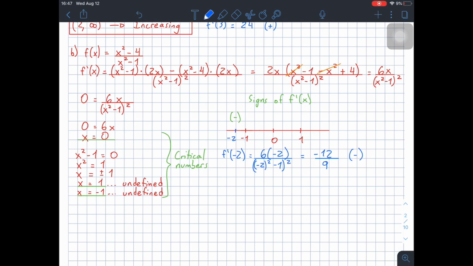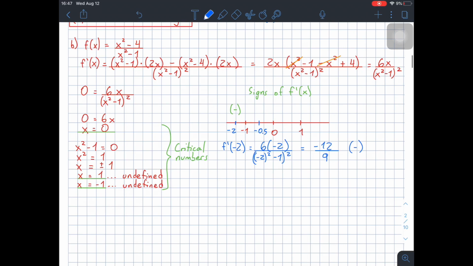For example, let's say negative 0.5. And I'm going to do the same thing. I'm going to find the value of the first derivative for negative 0.5. So this would be 6 times negative 0.5 over negative 0.5 squared minus 1 squared. If we perform this, we would get a negative 3 over a positive value, which is 0.56. And this would give us a negative value again, negative 5.3.